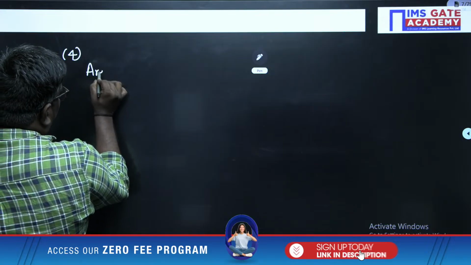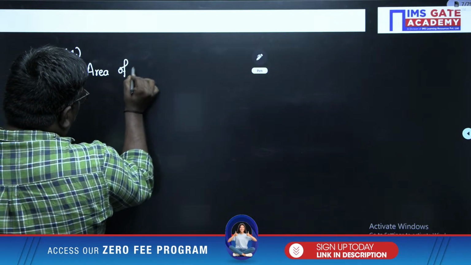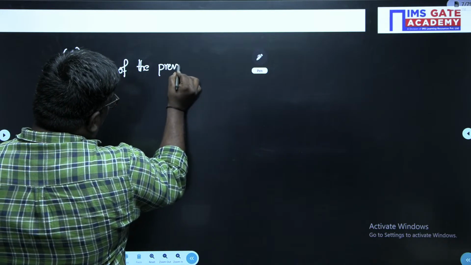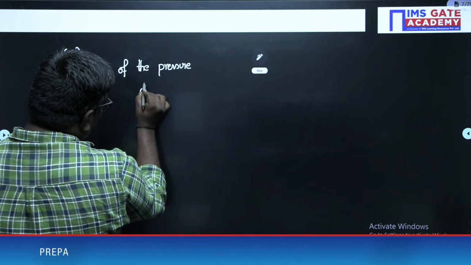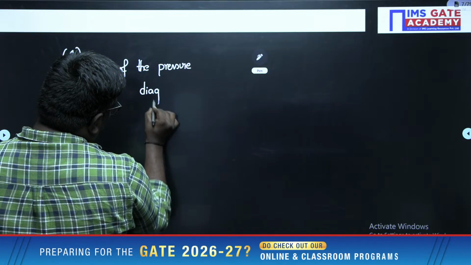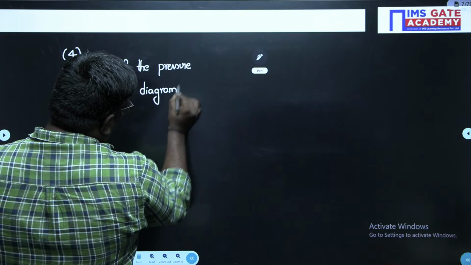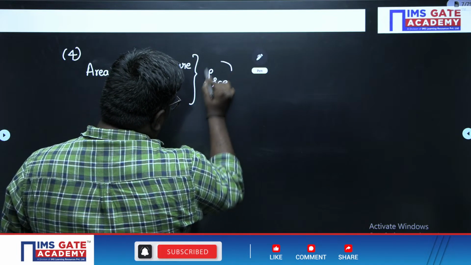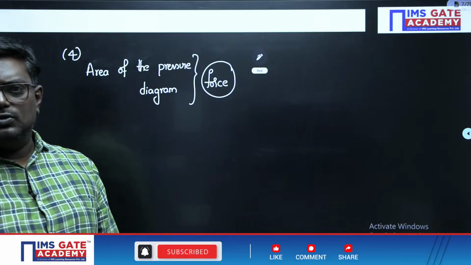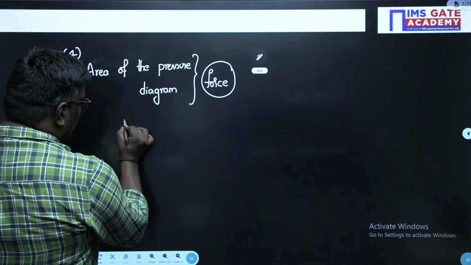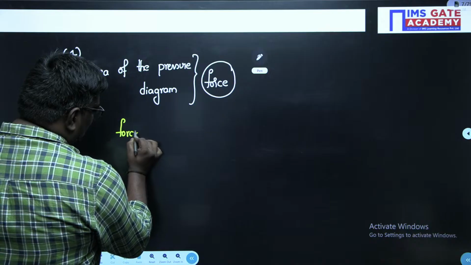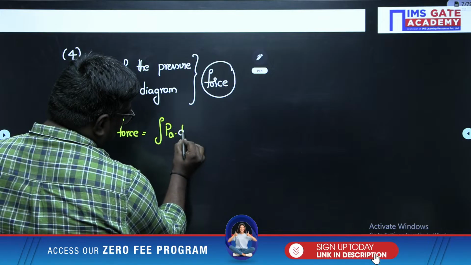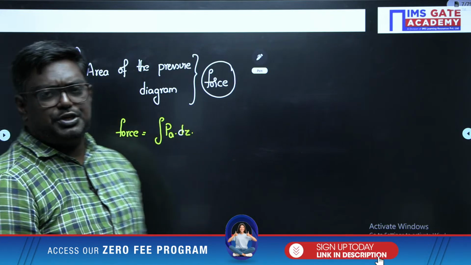The area of the pressure diagram is nothing but equal to force. What, sir? The area of the pressure diagram is nothing but what? Force. So, how do you calculate force? The formula here is, area means integral p_a dz. dz is the depth of the soil strata.